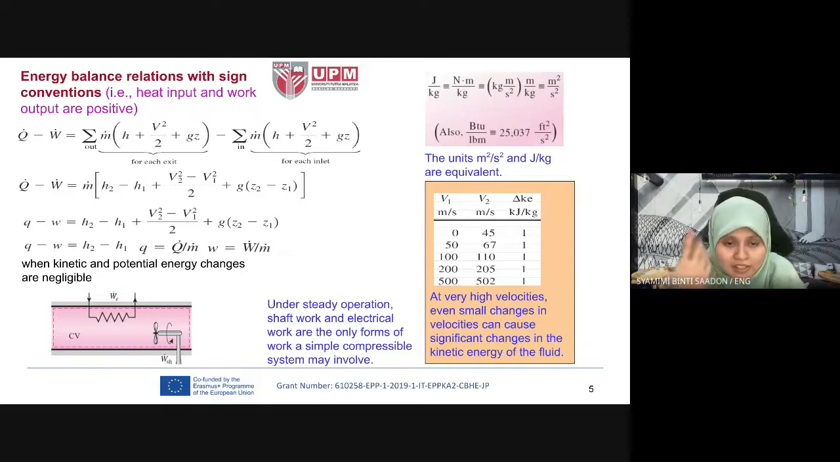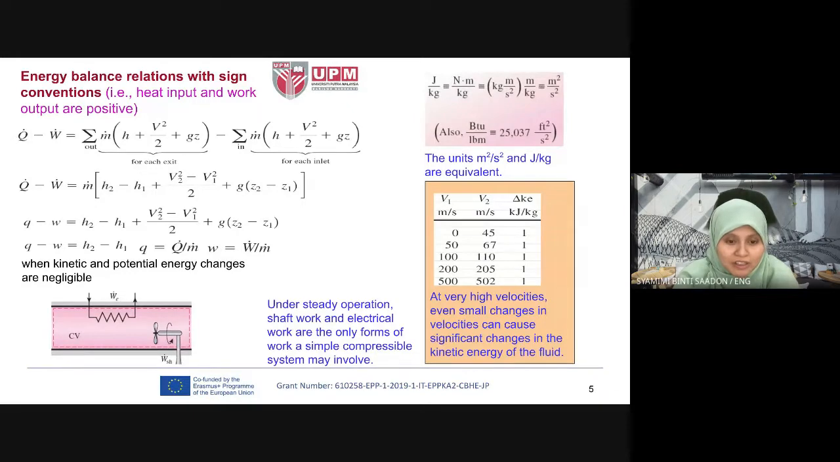If the heat is being rejected by the system, then the sign of the heat will be negative. The same thing applies to W. Work also has signs, negative or positive. Work positive is the work produced by the system, and work negative is the work input into the system.